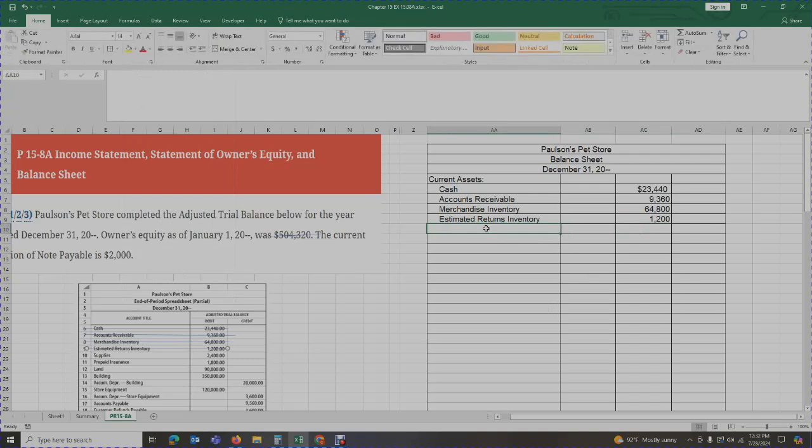Then we have our supplies. Supplies, we usually use them up in a short period of time, 1 month, 2 months, 3 months. For supplies, we've got 2,400 in supplies. Okay.